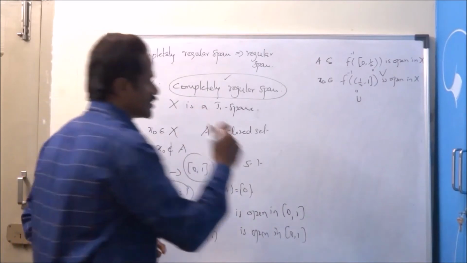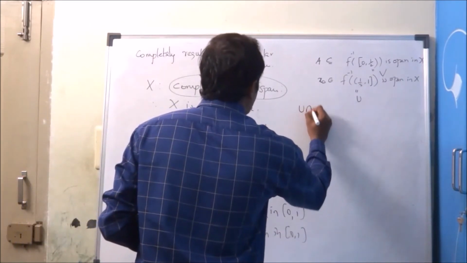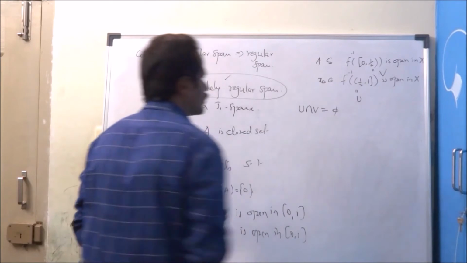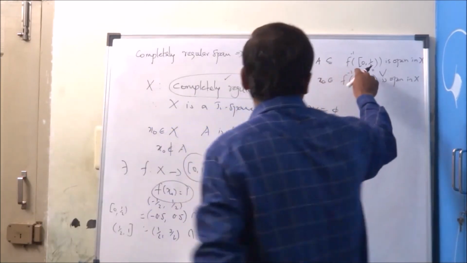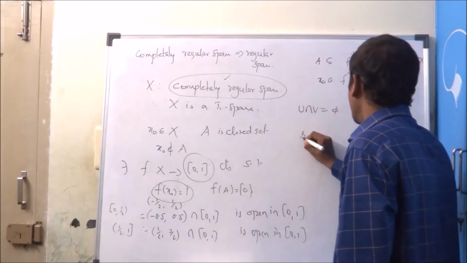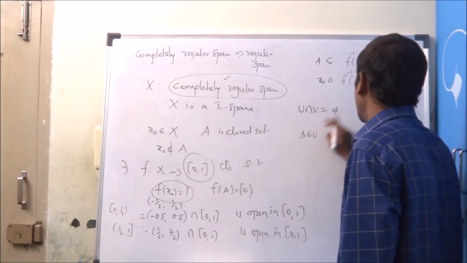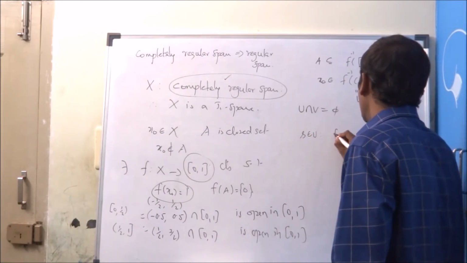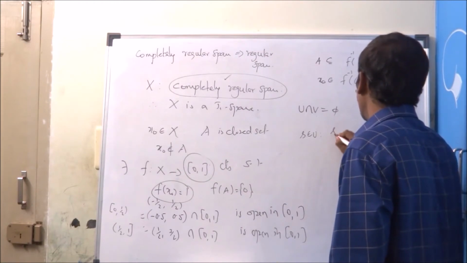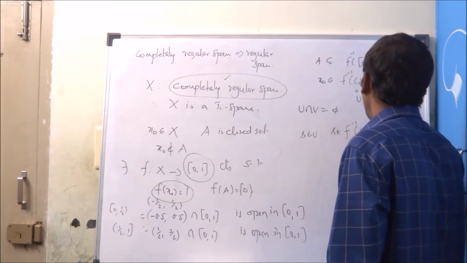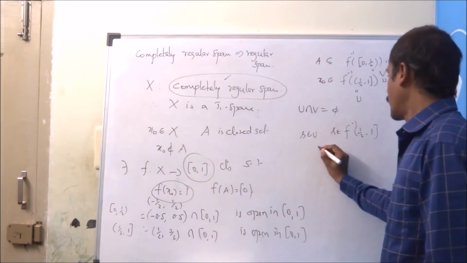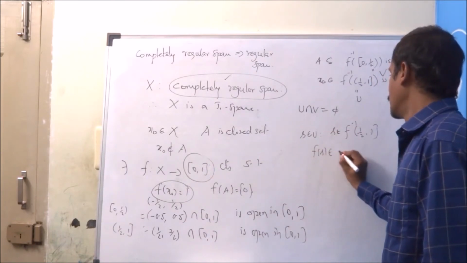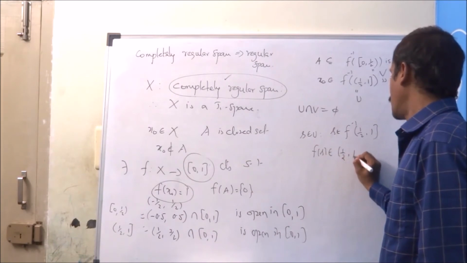Next, we claim that U intersection V is empty. That is obvious because if you take any point s in U, then s belongs to f inverse of (1/2, 1). Therefore, f of s is a point of the set (1/2, 1).